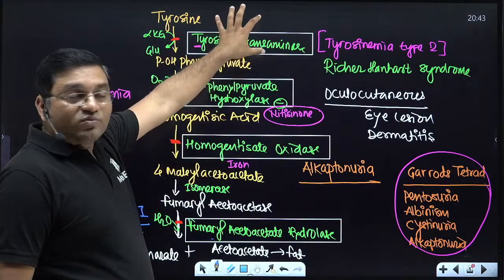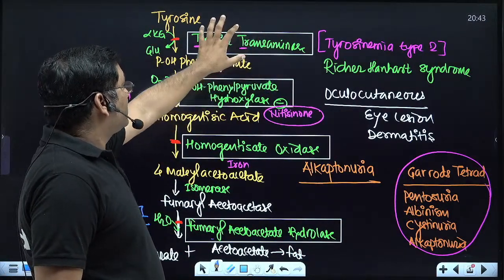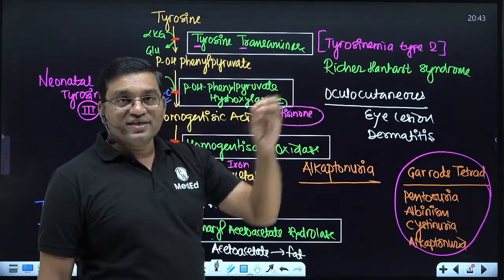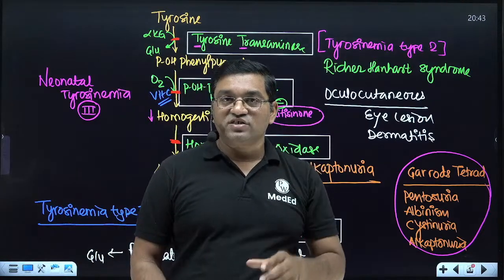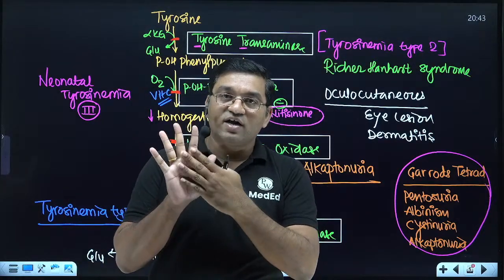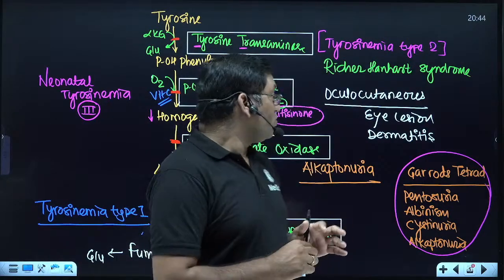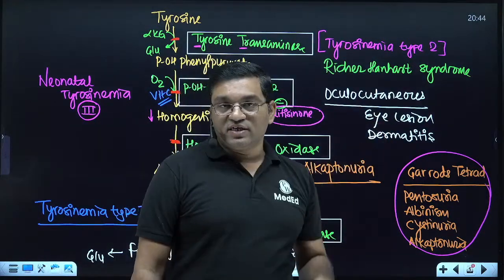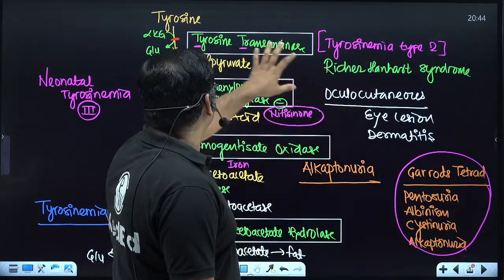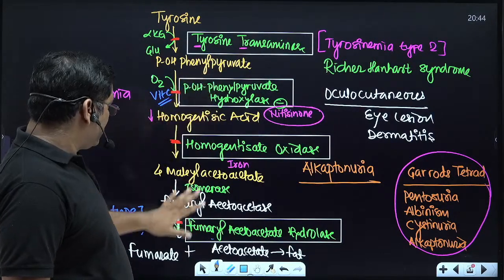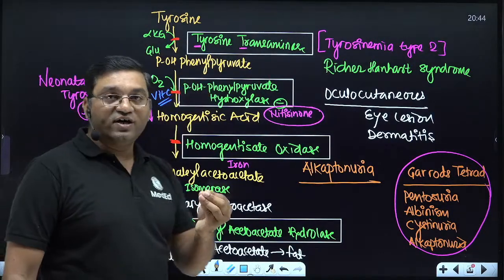What are the symptoms of tyrosinemia type 2? It is also known as Richner-Hanhart syndrome. There is oculocutaneous manifestation that includes palmoplantar hyperkeratosis, also eye lesions, also dermatitis. So this is tyrosinemia type 2. Then neonatal tyrosinemia, then tyrosinemia type 1, with boiled cabbage-like odor.